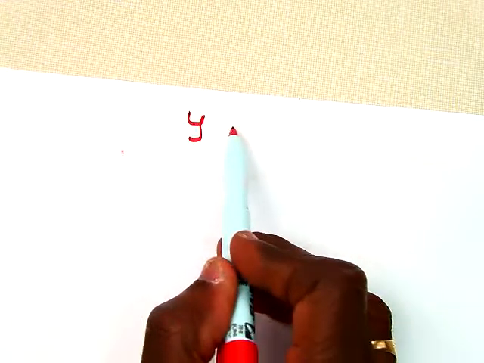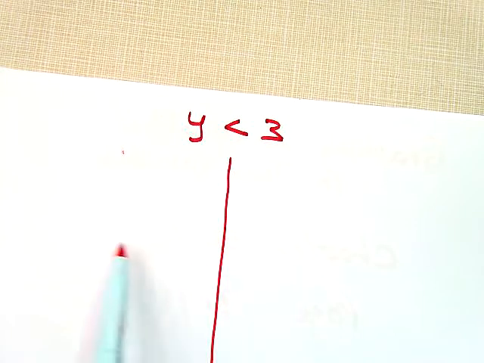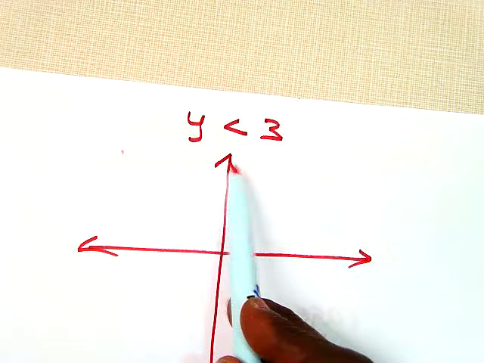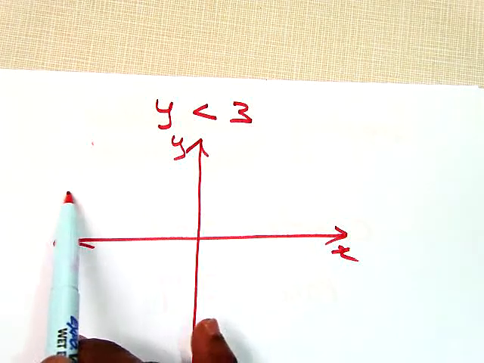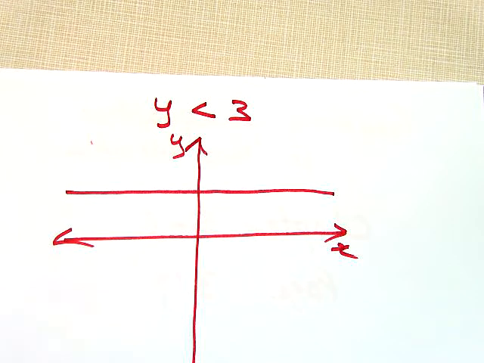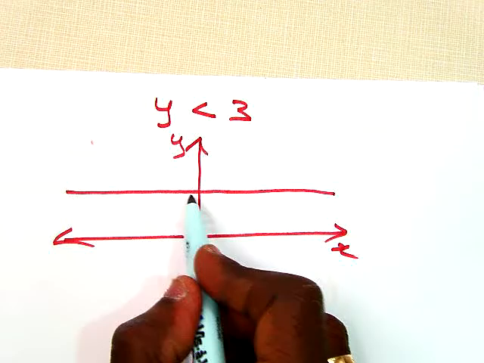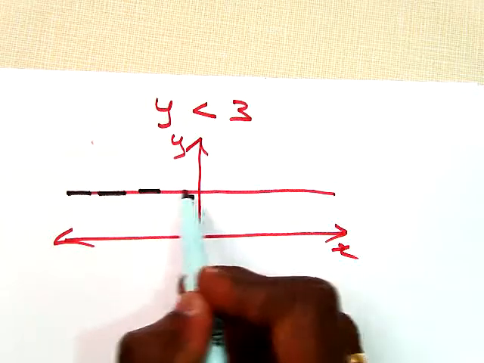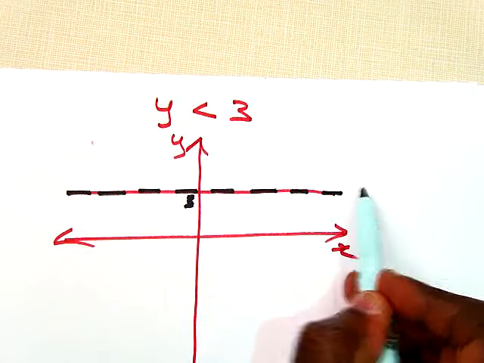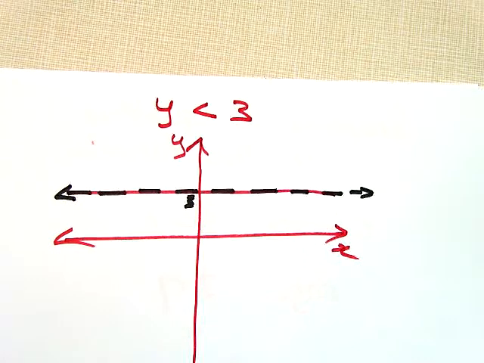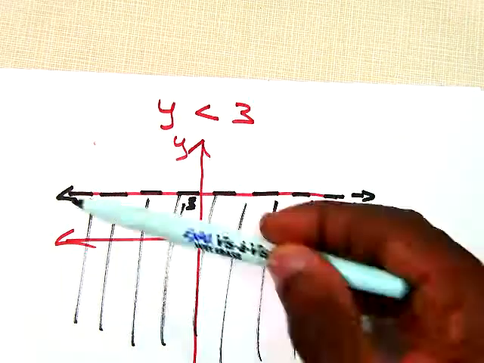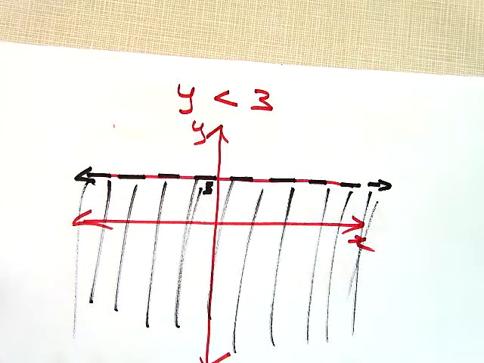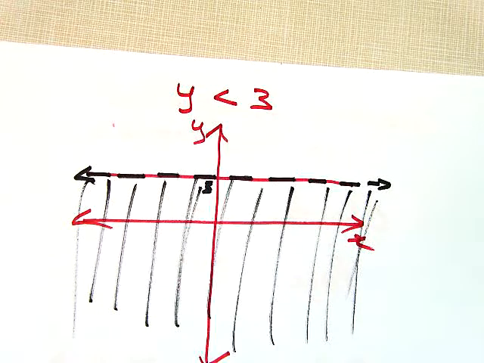The same is true if we were to do it on the y-axis. So for example, if I have y is less than 3, I put my x and y axes, so that's my y, that's my x. And then for y less than 3, I find 3 on the y-axis, but this time I'm going to do a broken line because it's less than 3. When it's less than or greater than, we do only a broken line. And then because it's less than, I would shade everything below the line. And that would be my graph of y is less than 3, graphed on the xy coordinate plane.